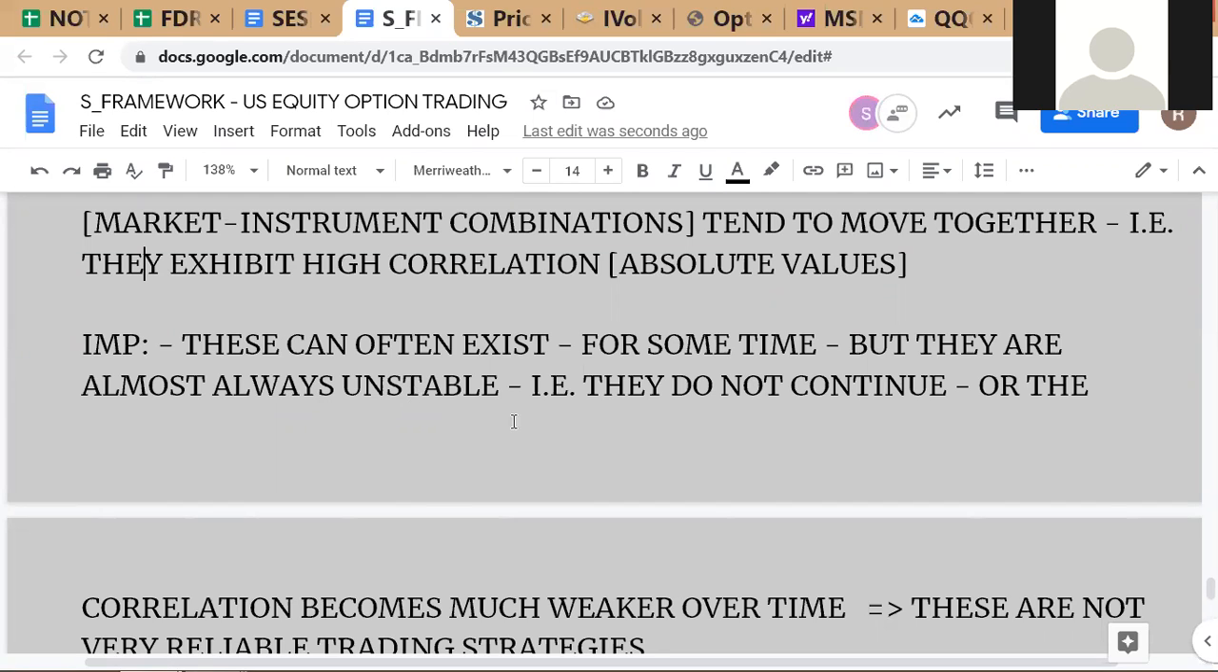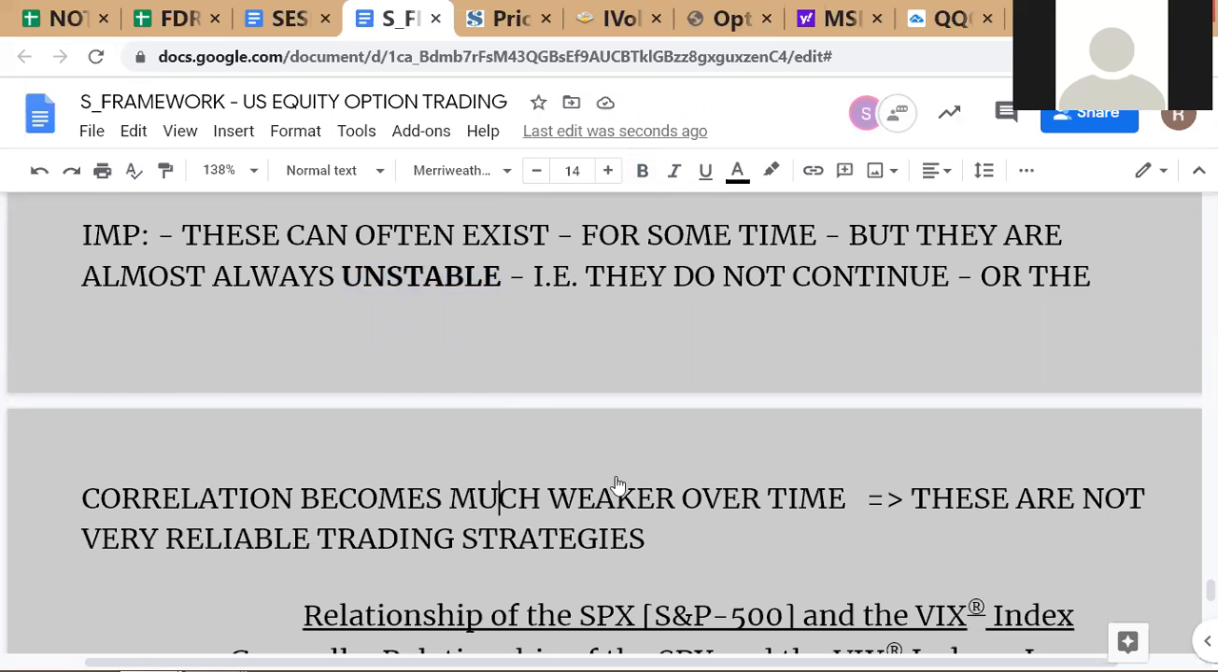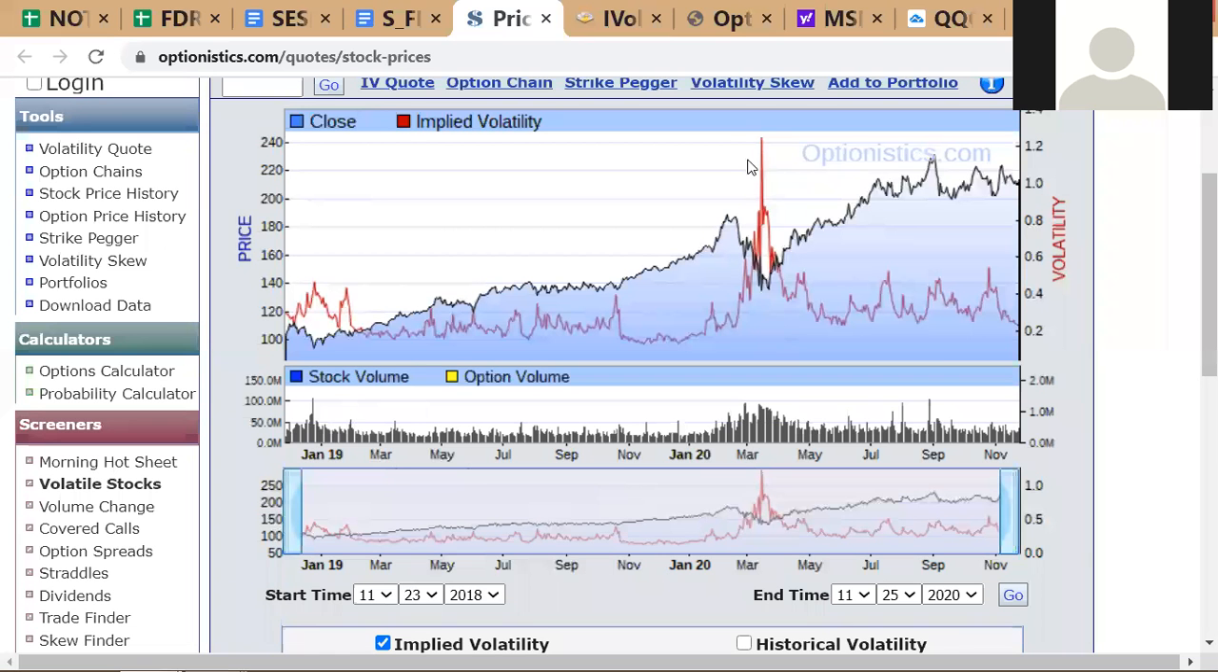The correlations are unstable. So you have high correlation sometimes, but what I mean by unstable correlation is that it's not constant and it can often become weaker over time. So this is what you have to be aware of. When people talk to you about these relationships, you should be a little bit skeptical about that. Okay, but it's still important to be aware of this.